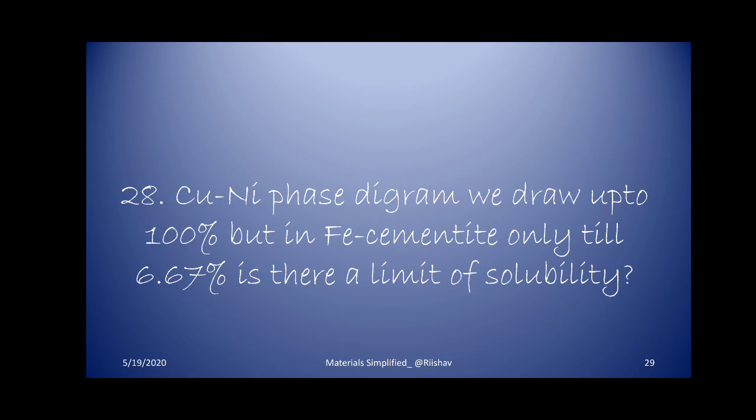Okay, this is a good one. Copper nickel phase diagram we draw up to 100%, but in iron cementite only till 6.67%. Is there a limit of solubility? This is a very good question, because what we're talking about is a limit of solubility. If you remember the copper nickel phase diagram, we go up to 100%, but in case of the iron cementite phase diagram, we go up to 6.67% only. So the question he wants to ask is, why this? Is there some difference between these two phase diagrams? Well, yes. Copper and nickel form a substitutional solid solution. In case of substitutional solid solution, the solute atoms will come and replace the solvent atoms.